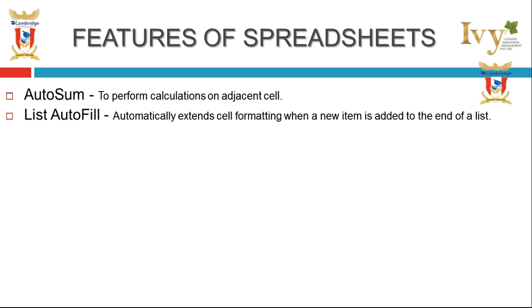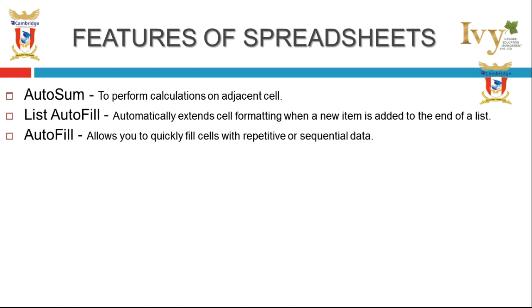With the help of this feature, it automatically extends cell formatting when a new item is added to the end of the list. That means if we add a new item at the end of some list, then that item will automatically use the formatting settings of its previous cells.